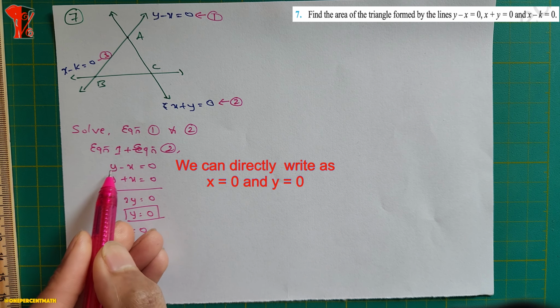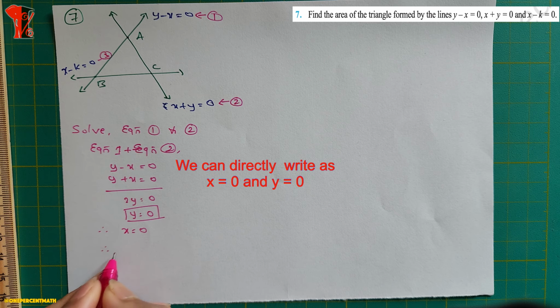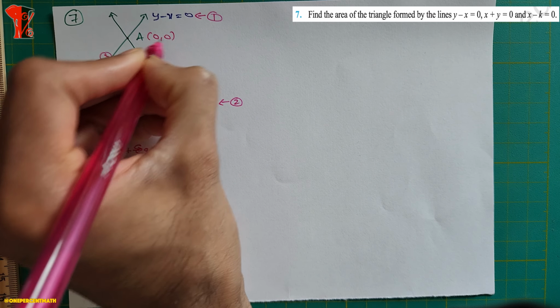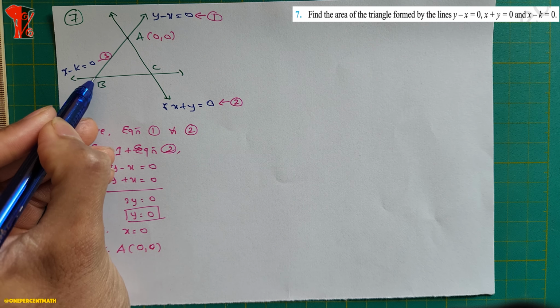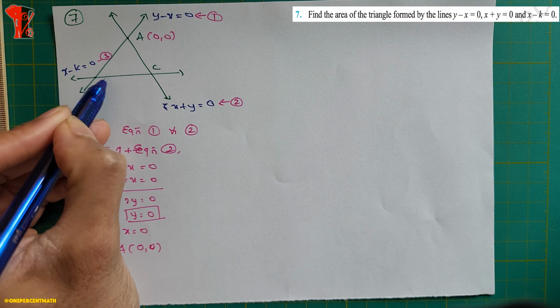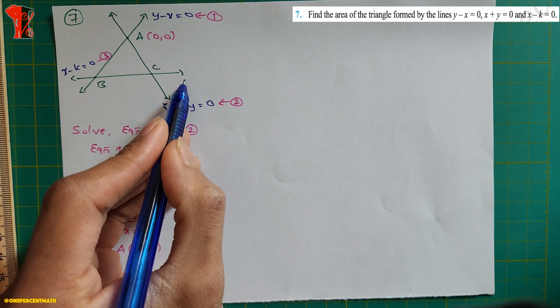It's understood, because y minus x is 0 and y is 0, so 0 minus x is 0 only, right? So therefore we got the point A. What is point A? x is 0 and y is 0. So let me write this as 0 comma 0. Now that is the first coordinates of the first point. Now let us find the second point. To get the coordinates of point B, we need to solve equation 1 and equation 3, correct? B is the intersection of equation 1 and equation 3.